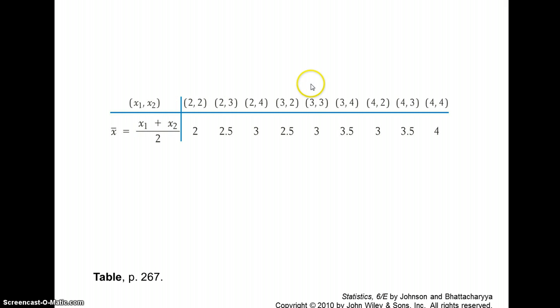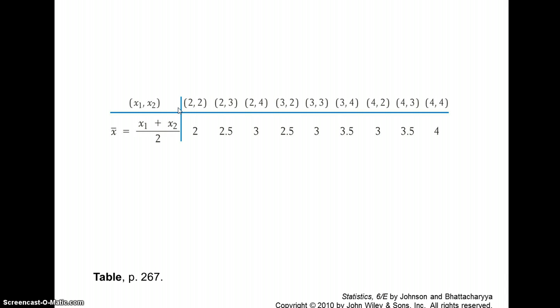So all the possibilities you're going to get are these 9 different possibilities. You can get 2, 2, or 2, 3, or 2, 4, or maybe 3, 2, 3, 3, or 3, 4, or maybe 4, 2, 4, 3, and 4, 4. So if you list all possible samples, that's going to be just the first row.